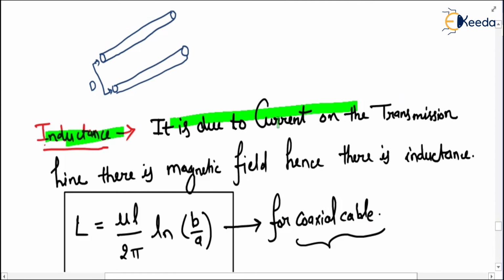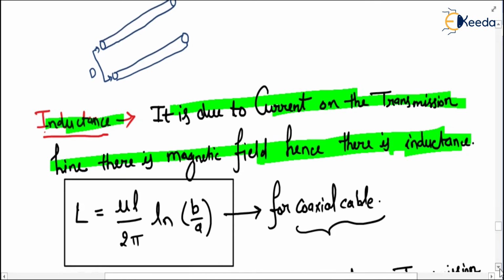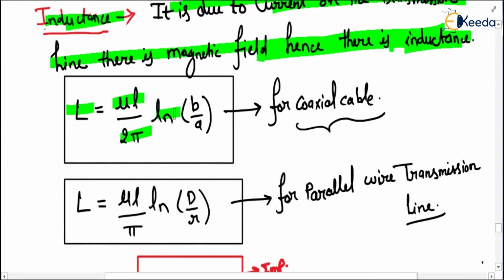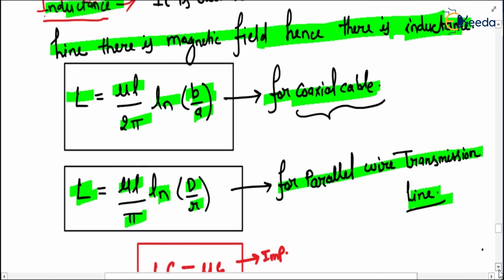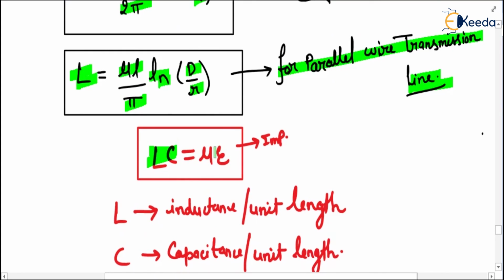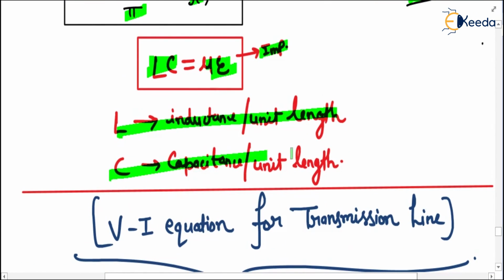Inductance. It is due to the current on the transmission line. There is a magnetic field inside, hence there is an inductance. The value of inductance for coaxial cable is mu L upon 2 pi ln b by a, and for the parallel wire transmission line it is mu L upon pi ln D by r. So the product LC is equal to mu epsilon, where L is inductance per unit length and C is capacitance per unit length.